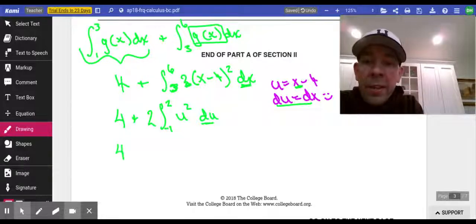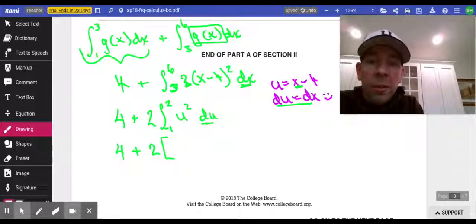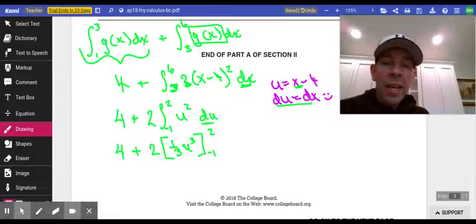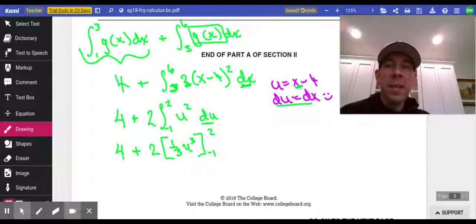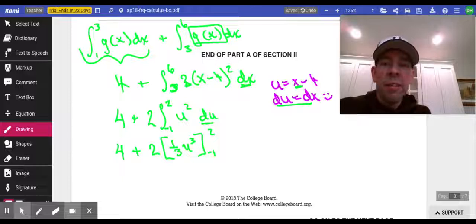Okay, now if I integrate that, the integral or antiderivative of u squared is going to be 1/3 u cubed from -1 to 2. And at this point, it would almost be a disadvantage to rewrite everything in terms of x. Again, both the function and the bounds. It would be a waste of time. So since I'm already in terms of u, I'm just going to stay right here.